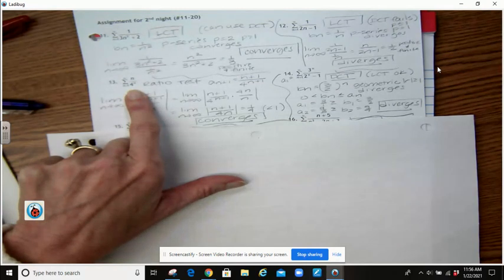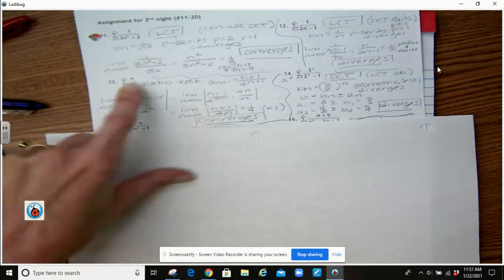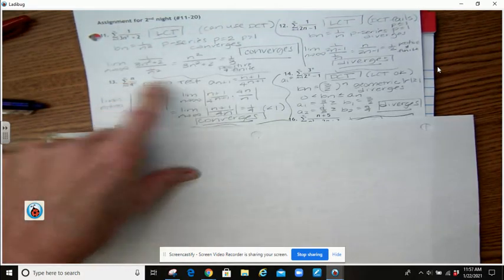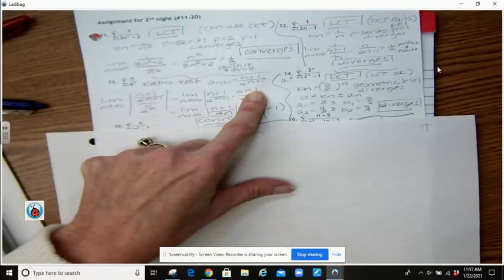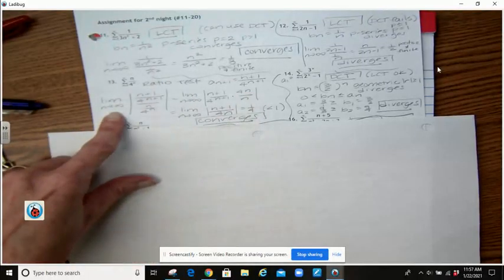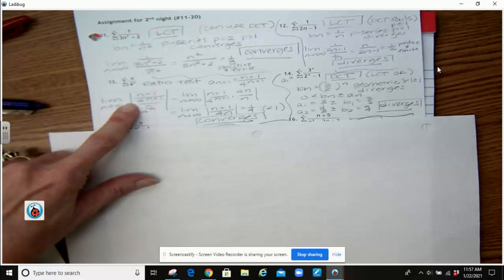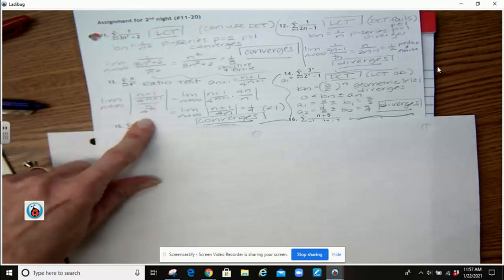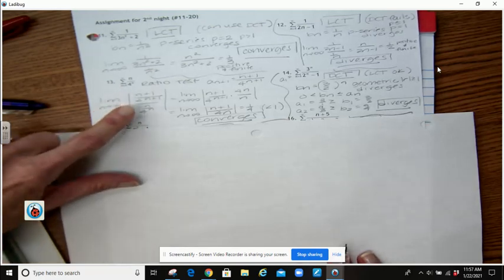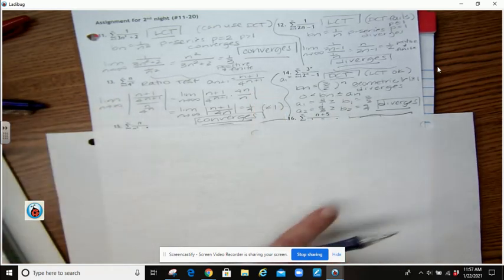So if I use the ratio test, I need to create an a sub n plus 1. What I'm given is a sub n. So my a sub n plus 1, I add 1 to all the n. So it becomes n plus 1 over 4 to the n plus 1. The ratio test is the limit to infinity of the absolute value of the a sub n plus 1 function divided by the a sub n function. So again, the next step is to write it as multiplication instead of division. So it's this times this reciprocal.